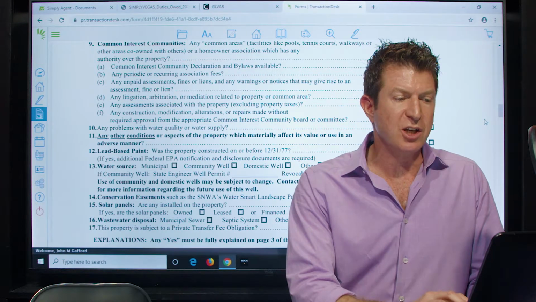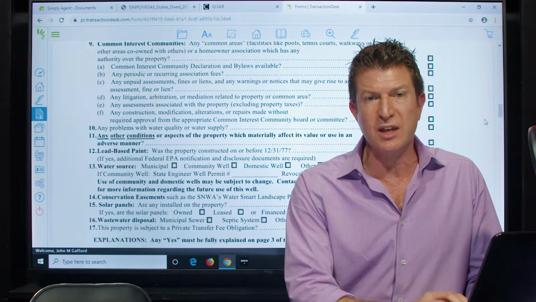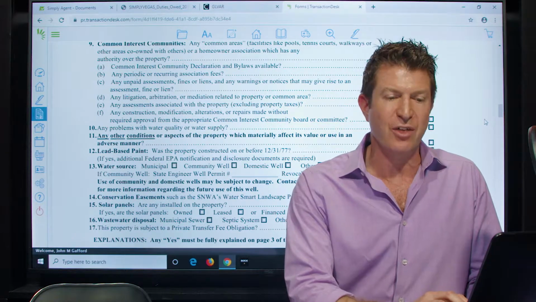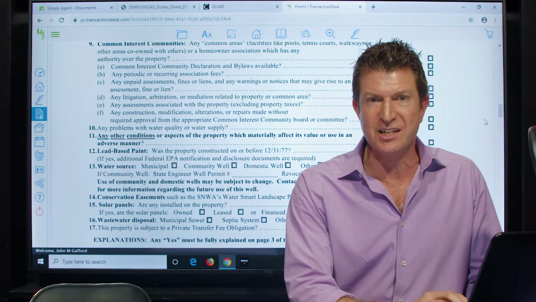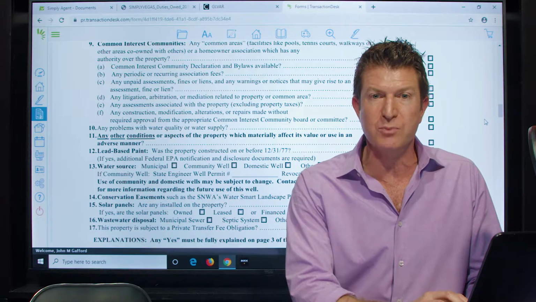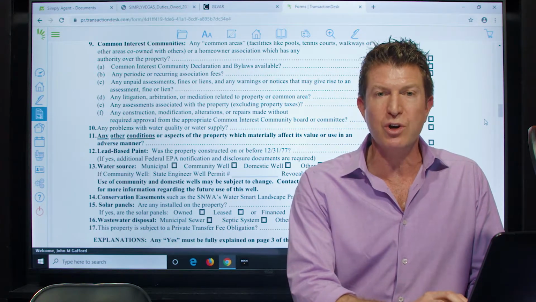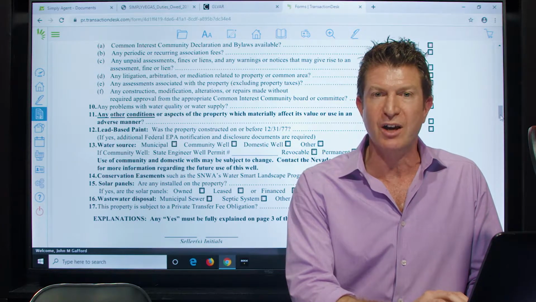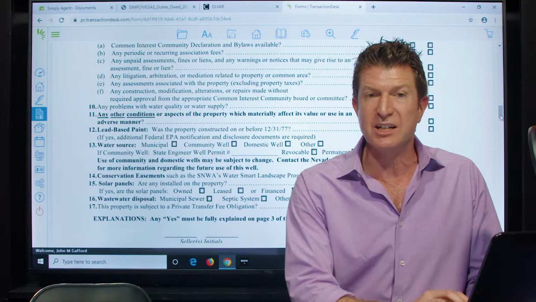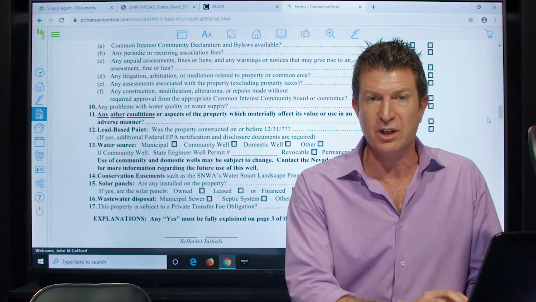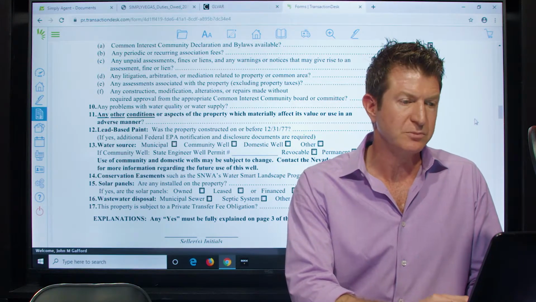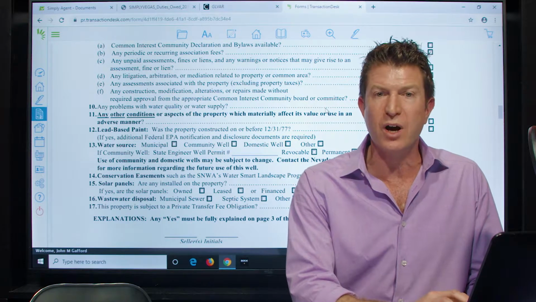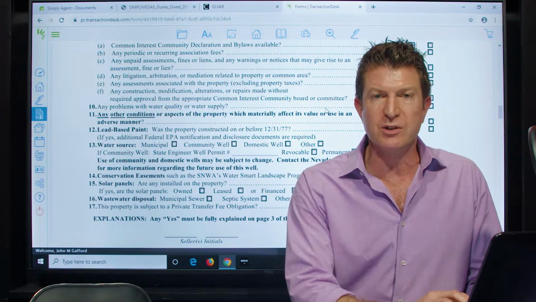Any assessments associated with a property. This is the portion where, if there's an SID, you're going to indicate that it is an assessment and that it is going to be assumed by the incoming buyer. If you don't know, there's a very simple search online where you can find out if there is an SID or LID associated with the property, and then you can indicate the amount on the next page. Any construction, modification, or alterations made without required approval from the homeowners association.